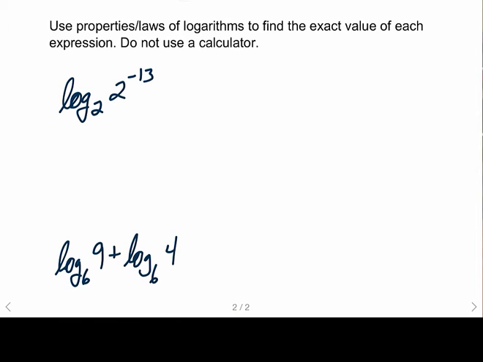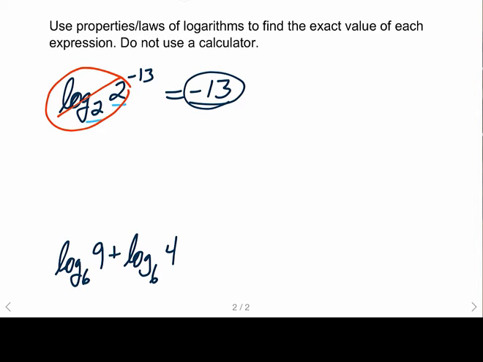For our first batch of examples, we're going to use the properties or laws of logarithms to find the exact value of particular expressions without using a calculator. First, we're looking at log base 2 of 2 to the negative 13. There are like two ways we can look at this. One of them is that the bases match, and so we have a cancellation property that says we can do away with the log and the exponential, and that the answer should be the exponent, negative 13.